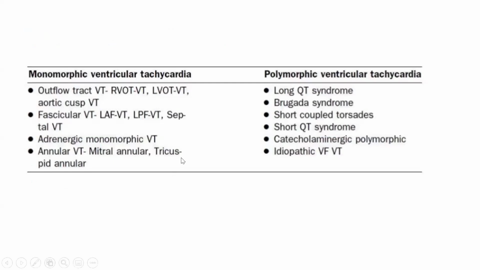Here, the monomorphic consists of either outflow tract tachycardias, which are the most common, either from RVOT, LVOT, aortic cusps, or fascicular VTs from the conduction system, left posterior fascicular, left anterior fascicular, and septal VT, and related to the inflow, which is the annular VTs, mitral and tricuspid annulus VT. And the polymorphic, I will not focus on in this lecture, but these are the primary electrical syndromes.